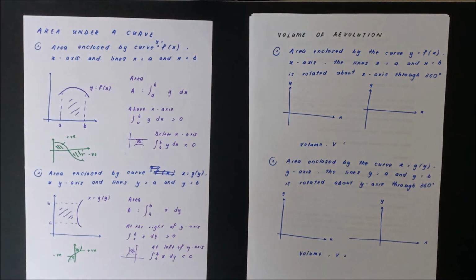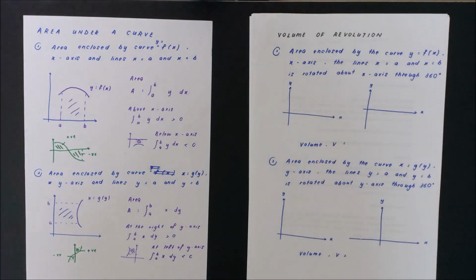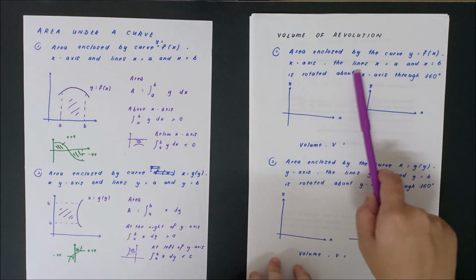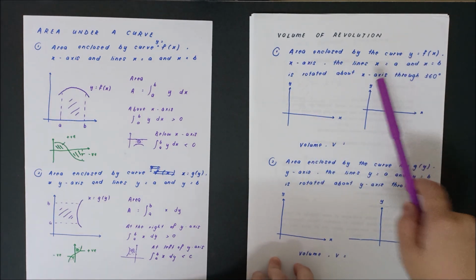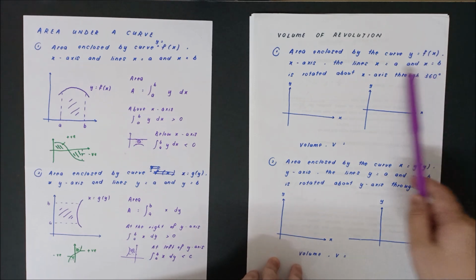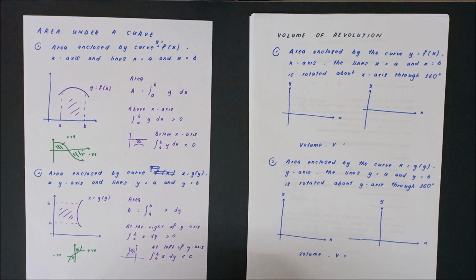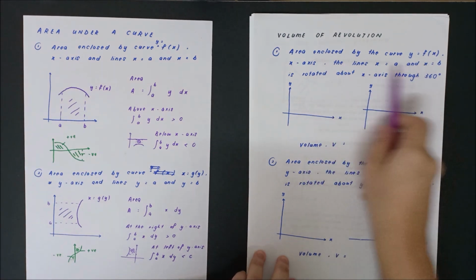Okay, so for volume of revolution, you also have two parts. The first one is the area enclosed by the curve y equals f(x), the x-axis, and the lines x equals a and x equals b, rotated about the x-axis through 360 degrees. So it's the same thing as when we talk about the area for this part.